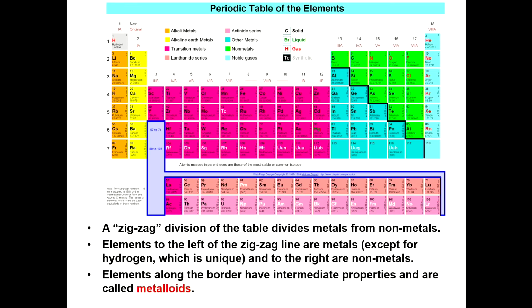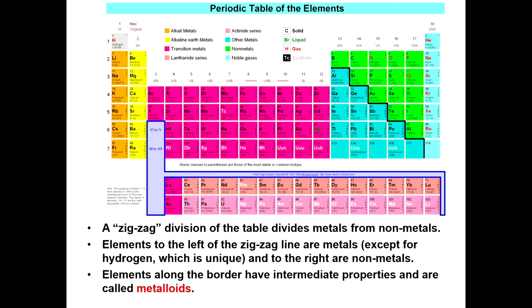Okay. So in this periodic table, here we can draw a line. This line is called the zigzag line. This line can separate the elements into two parts, right? To the left of this line, they are metals. To the right of this line, basically they are non-metals. They are gases.